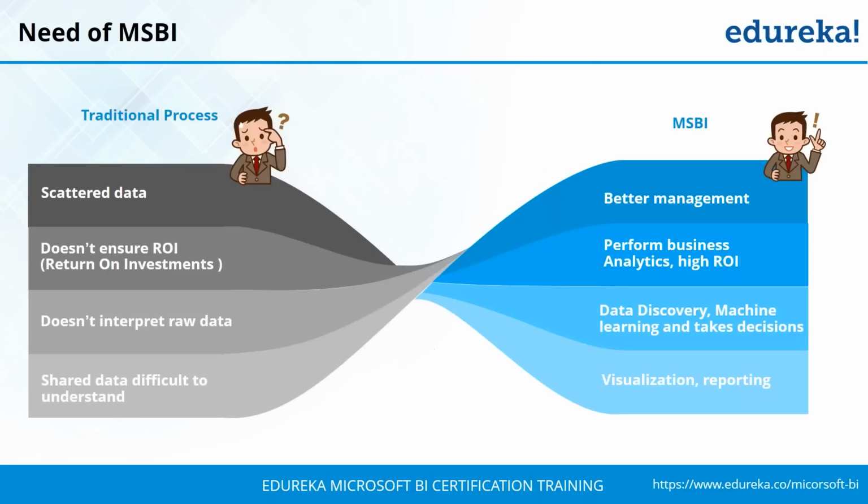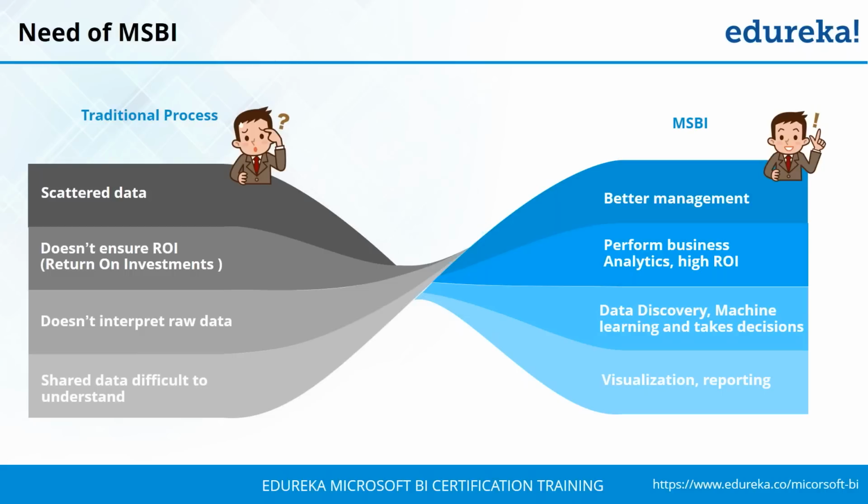Okay. Now, how does it differ from a traditional process? Why are we emphasizing so much on MSBI? In a traditional process, we have data scattered across all the networks. But in the case of MSBI, we can manage the data. In a traditional process, we don't ensure the ROI, which is the return on investment. But if you use MSBI, you can perform business analytics and it's very high on return on investment. In traditional processes, we don't have a mechanism to interpret the raw data. If you're not using BI, you don't have a process to interpret the raw data coming from different sources.